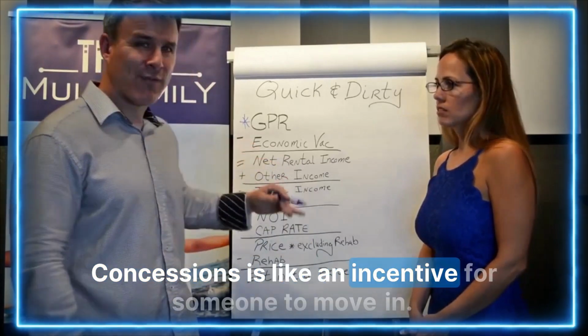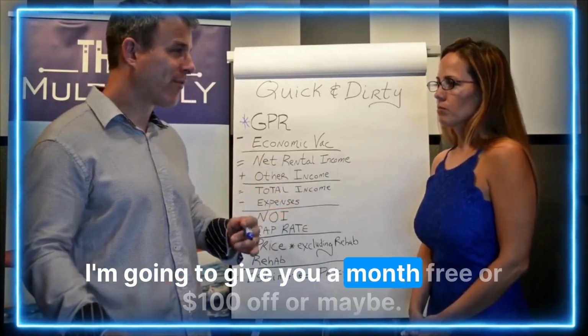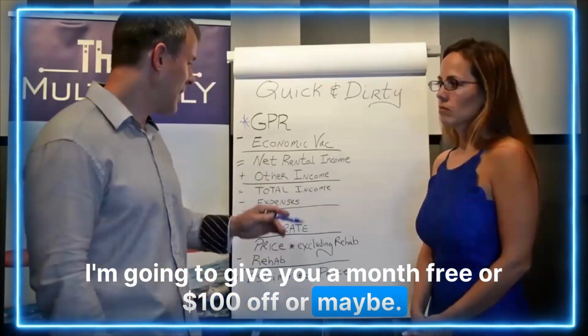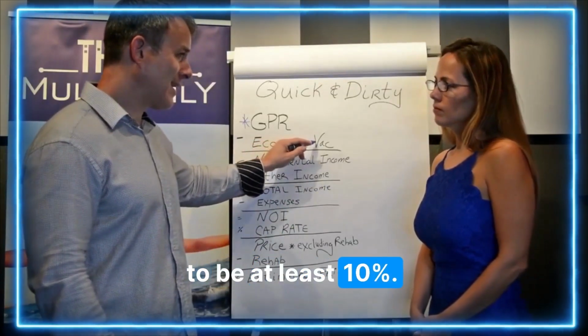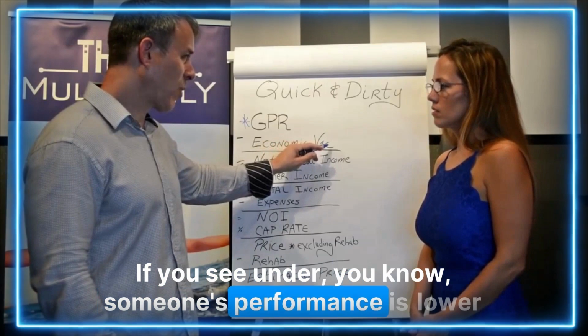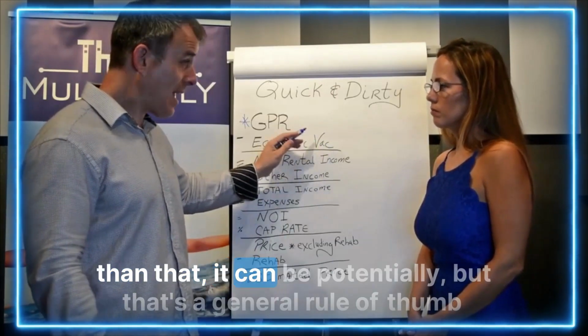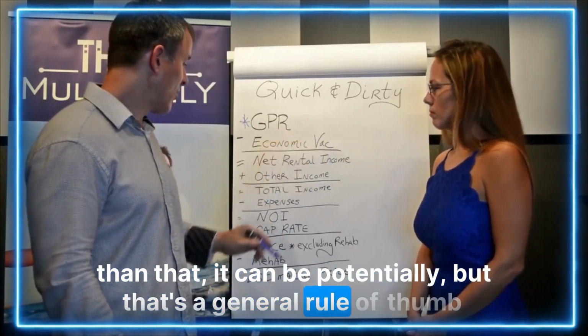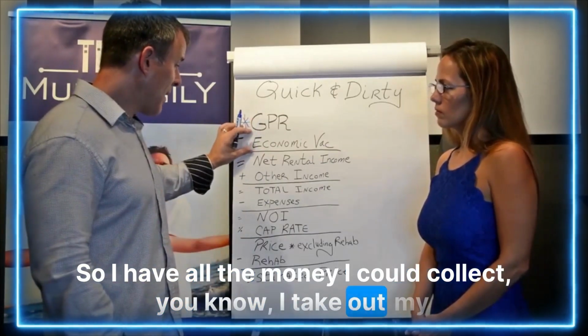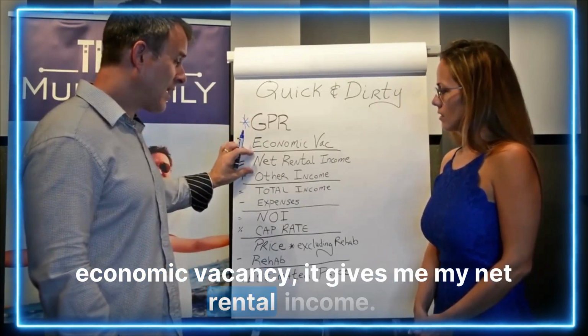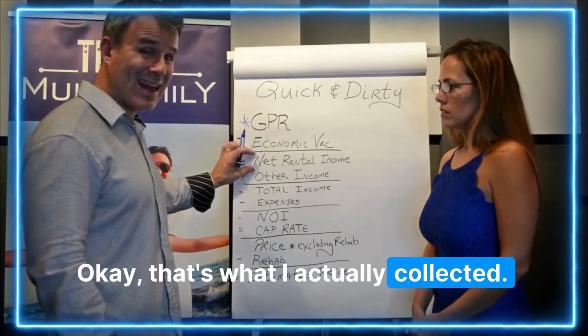Concessions are like an incentive for someone to move in. I'm going to give you a month free or $100 off, or maybe something similar. General rule of thumb for that, for me, is it needs to be at least 10%. If you see someone's performance that's lower than that, it can be potentially, but that's a general rule of thumb there. So I have all the money I could collect. I take out my economic vacancy, it gives me my net rental income. That's what I actually collected.